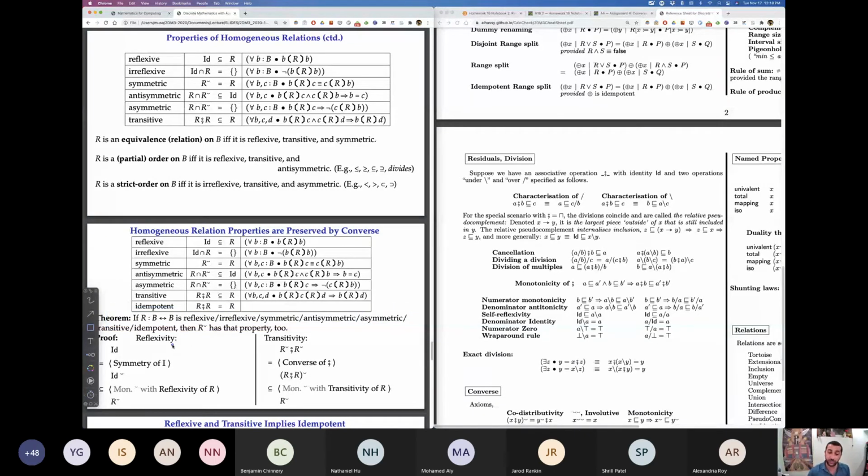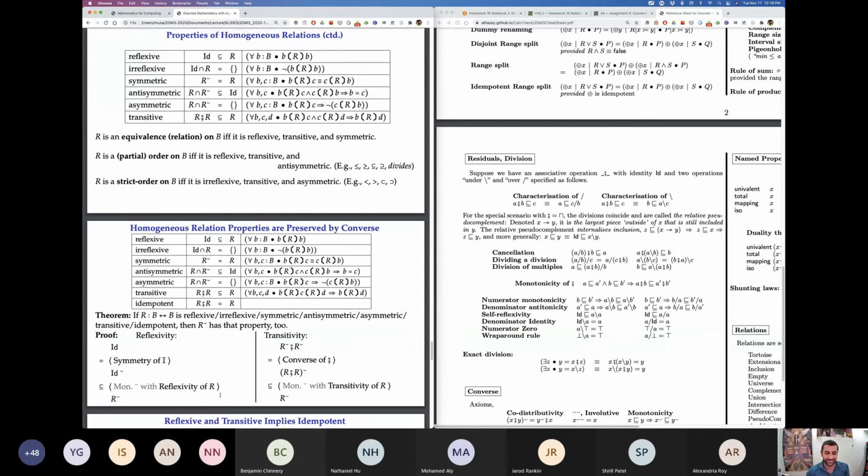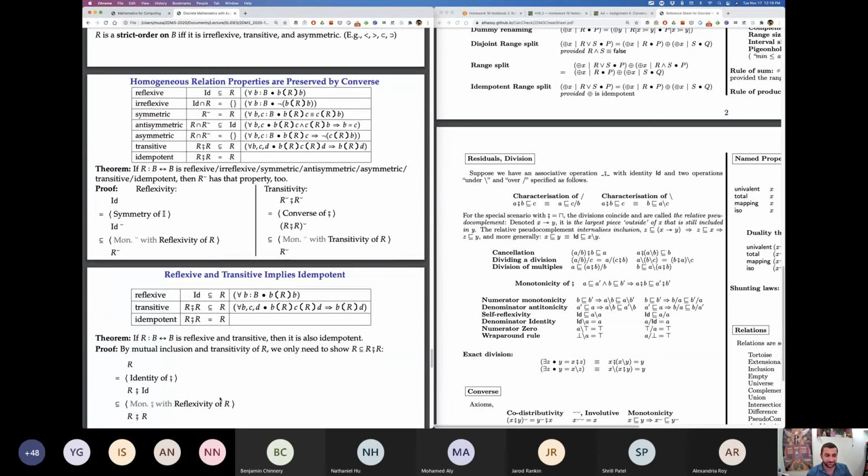But if a relation has a property, then its converse also has that property. That's pretty neat, right? So, for example, if it's reflexive, that is, every node in the graph has a self loop, or the matrix has the diagonal, then when you flip the matrix, the diagonal is still there. And if you have your dots with lines everywhere in the graph, and there's self loops, well, a self loop, if you change the direction, it's still a self loop. So reflexivity or self loops are preserved under change of direction. So that's pretty neat. Okay, and the proofs are pretty simple.